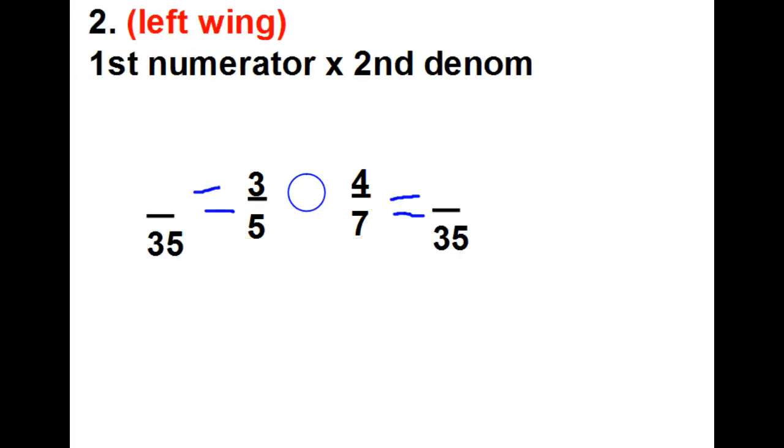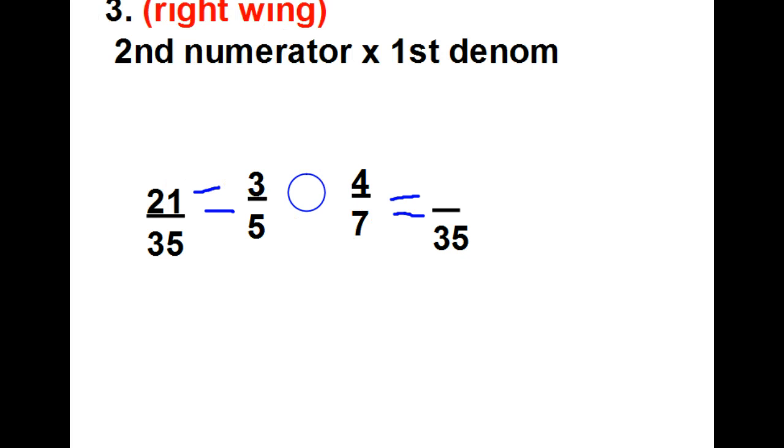Step 2, I want to come up with the left wing of this butterfly. And remember, it's a cross-multiply butterfly. So I'm going to be going across my circle. And I'm taking the first numerator times the second denominator, so 3 times 7 equals 21, and I'm going to put that answer right over here. All we've done so far is say that 3/5 is really the same as 21/35, because if I take the bottom times 7, 35, take the top times 7, 21. So it's just making an equivalent fraction.